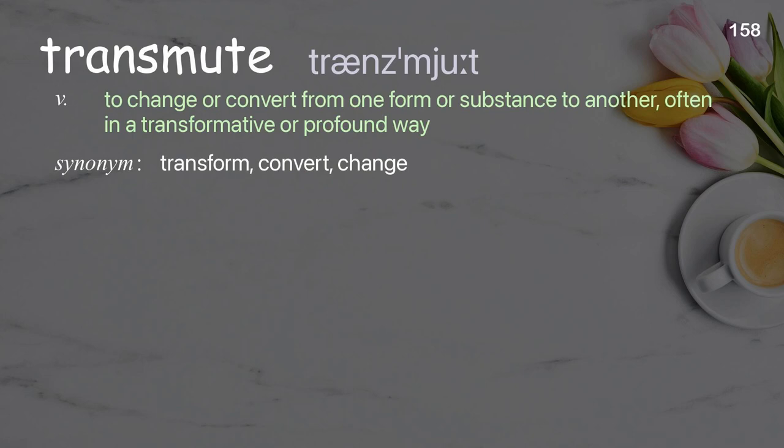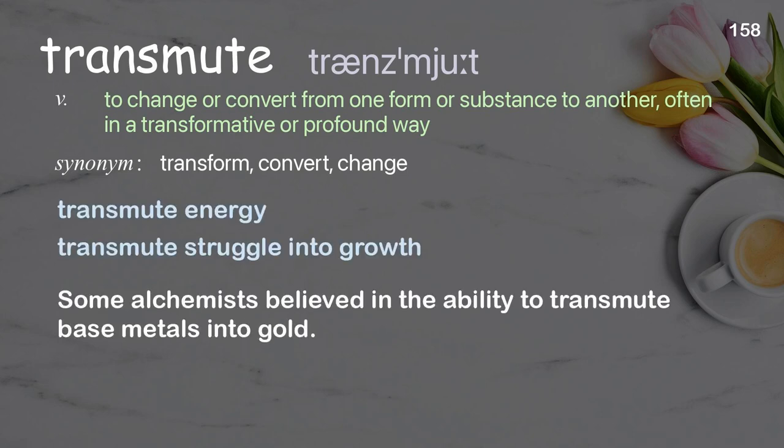Transmute. To change or convert from one form or substance to another, often in a transformative or profound way. Examples: transmute energy, transmute struggle into growth. Some alchemists believed in the ability to transmute base metals into gold.